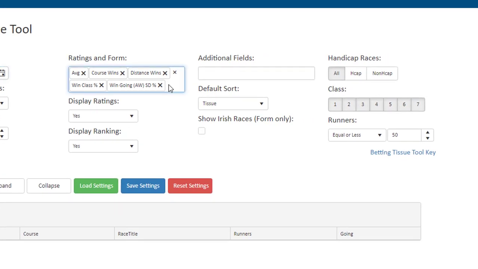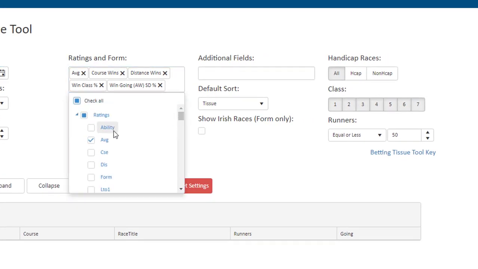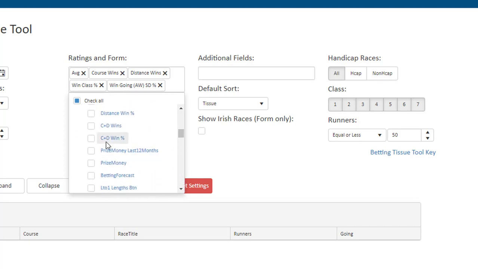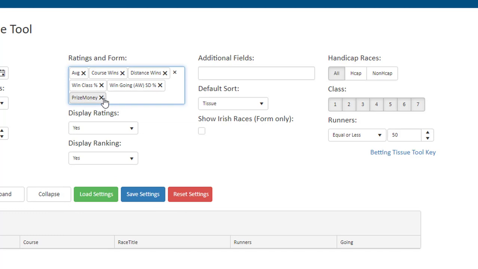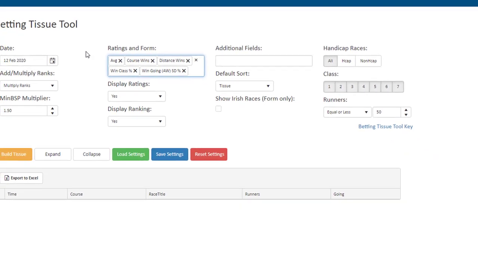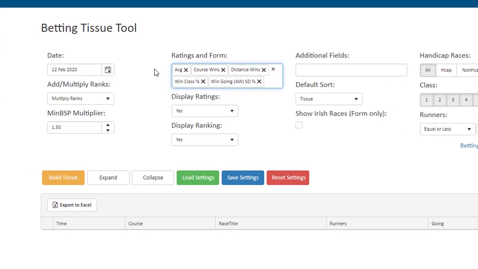The ratings and form box is where you select the criteria that you think are the most important to go into calculating the true odds of a horse. At the top you have all of the speed ratings, all of the horse form, going criteria, and then jockey and trainer form. Any number can be chosen, as many or as few as you like. All of these can be added to or removed from the box above at any time. These are then calculated so that the positions of each horse compared to the other horses in the race are ranked, and these are then used to calculate the tissue prices.